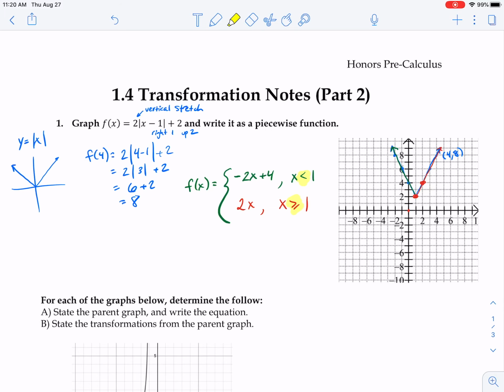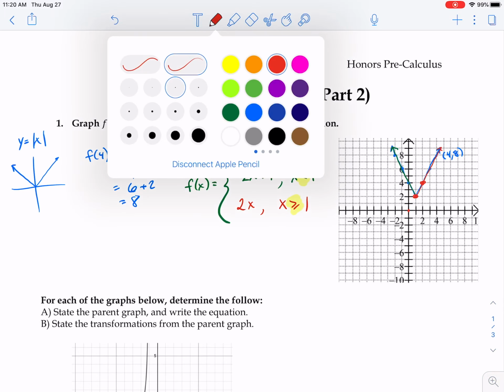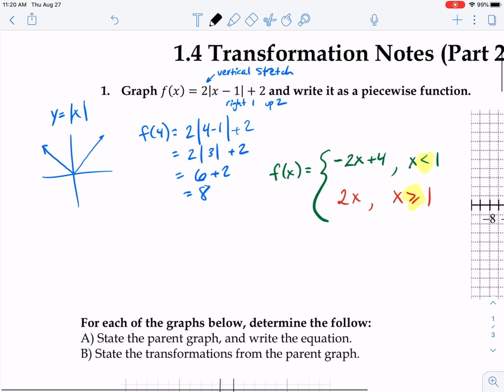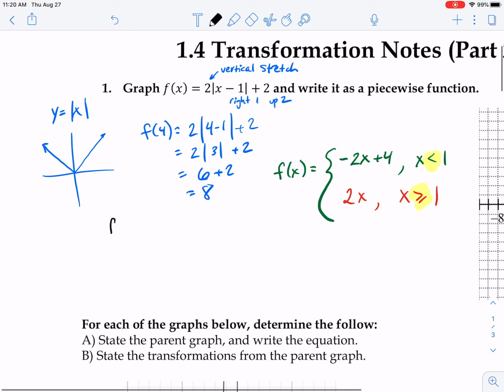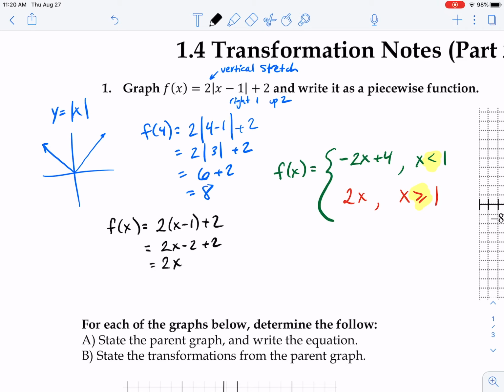What else might I think about in this one? That's the easiest way, I think, to do that problem. We could also say f of x is equal to 2 times the absolute value of x minus 1, plus 2. If I clean this up, this becomes 2x minus 2 plus 2, which is equal to 2x. Notice this matches that one. So that's the positive part.